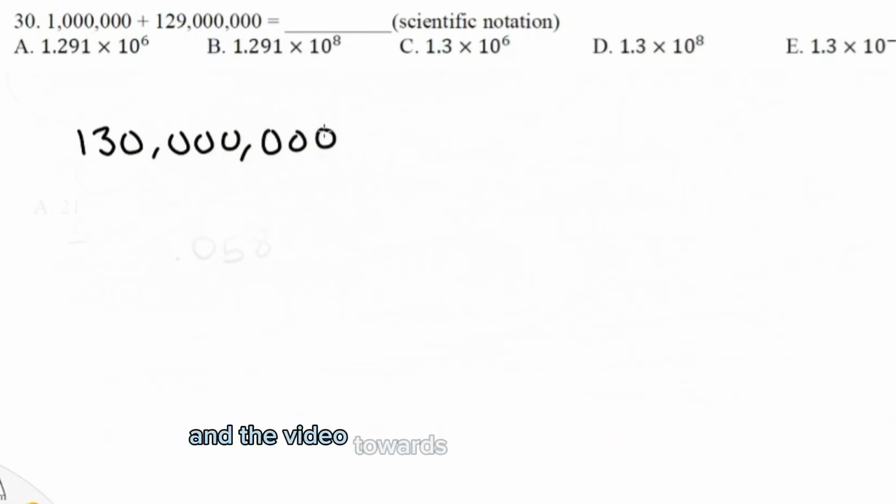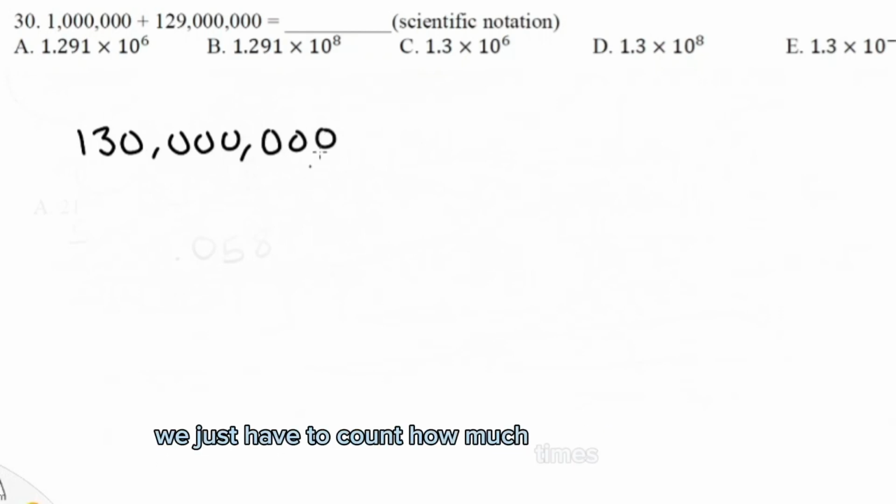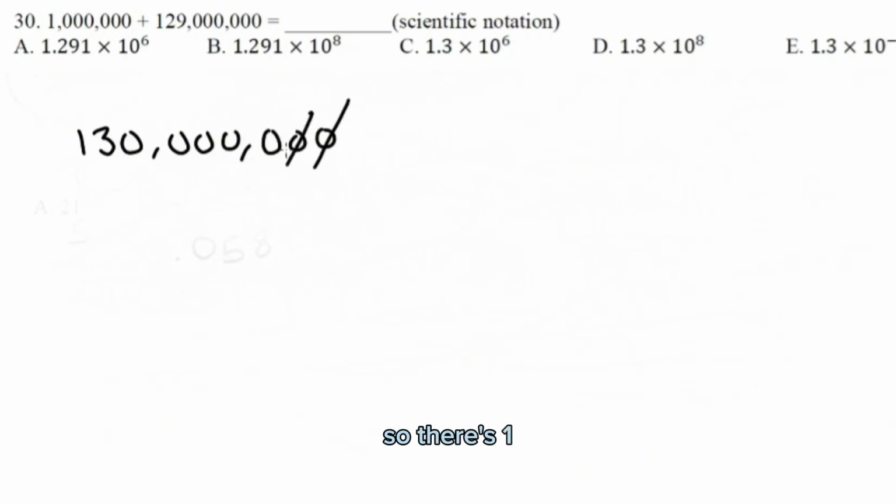And now, using scientific notation, which I talked about earlier, the video on scientific notation will still be linked in the pinned card at the top. Alright, so now let's continue with this problem. To convert this to scientific notation, we just have to count how many zeros there are. So there's 1, 2, 3, 4, 5, 6, 7. But that's not it. That's not it.